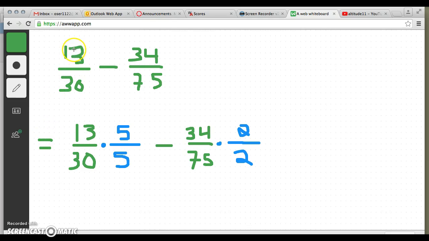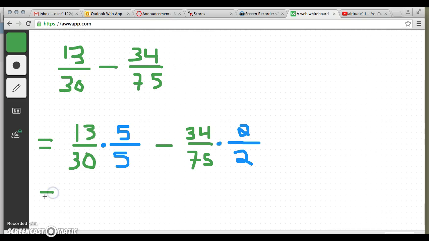So we're just saying that this difference, meaning subtraction problem, 13 over 30 minus 34 over 75, is equal to this difference here. Notice all you're doing is taking your two original fractions and multiplying them by the number 1. And when you multiply anything by 1, you're not changing the value of those numbers. So this subtraction problem is the exact same as this subtraction problem.